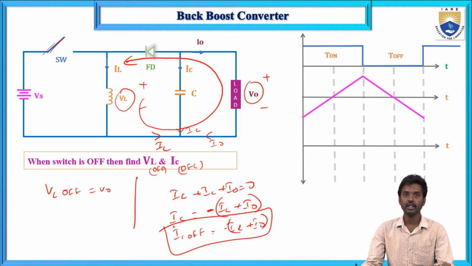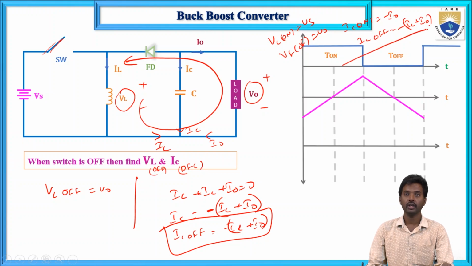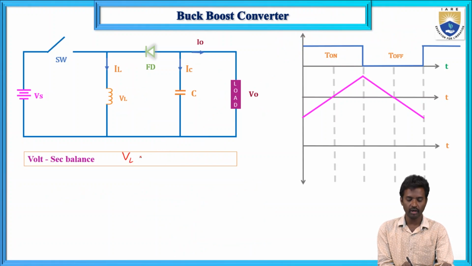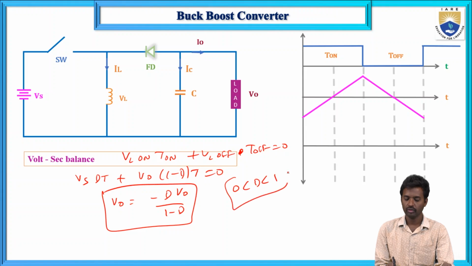So we calculated that when the switch is on, VL on equals Vs and IC on equals minus I0, and when the switch is off, VL off equals V0 and IC off equals minus IL plus I0. Now volt second balance: VL on T on plus VL off T off equals 0. This is Vs into dT plus V0 into 1 minus d into T equals 0. From this we get V0 equals minus d Vs by 1 minus d, where d is between 0 and 1.